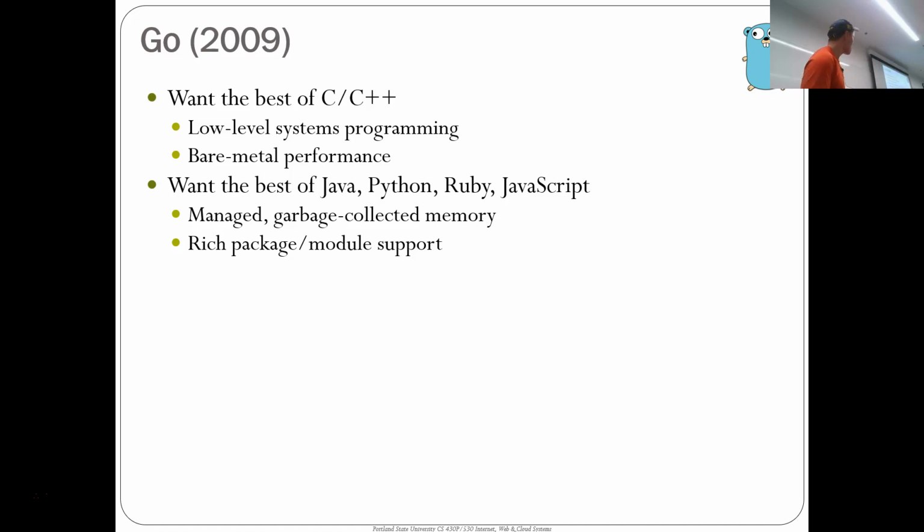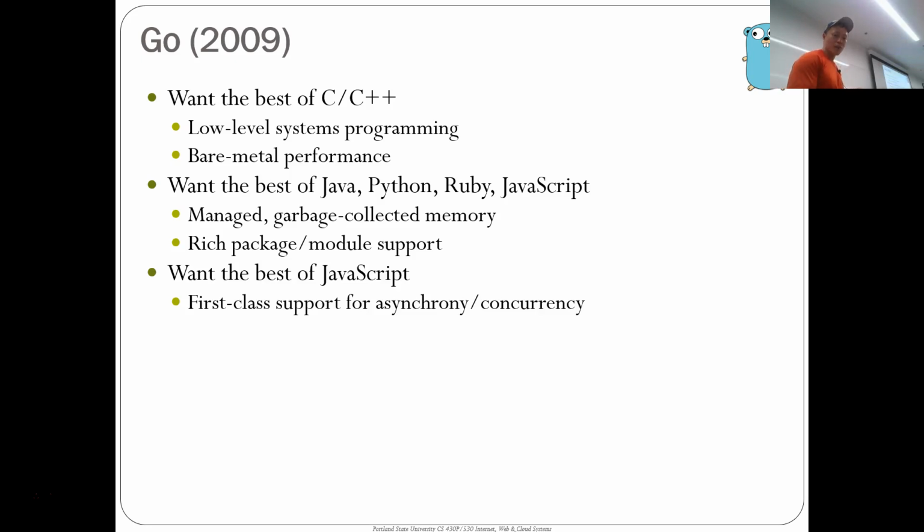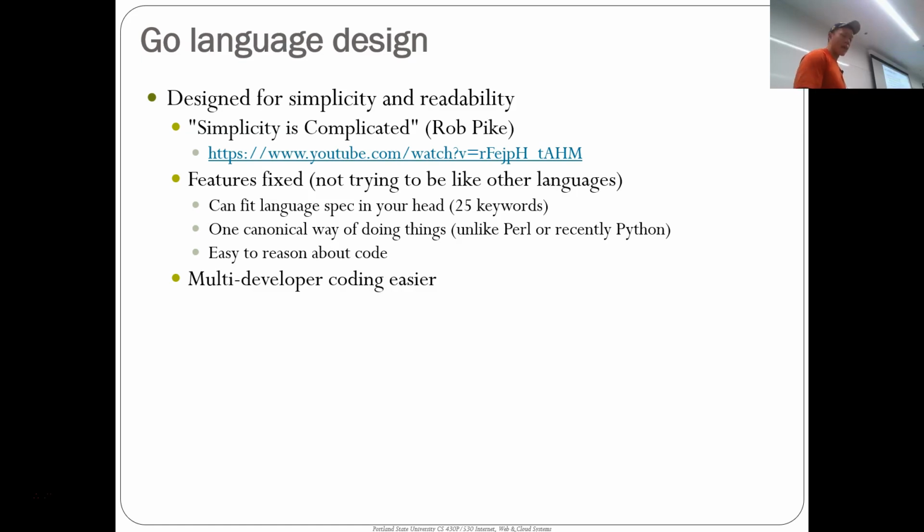And then you also want rich package and module support, just like Python and JavaScript particularly have. You also want the best of JavaScript. So first-class support for asynchrony and concurrency, and then first-class functions are another thing you would like. So that's sort of what Go was designed to do.